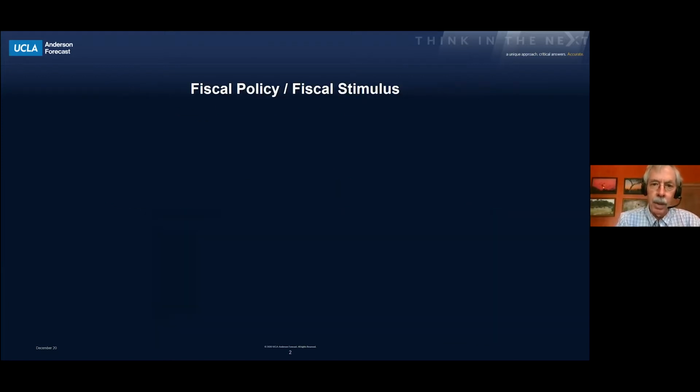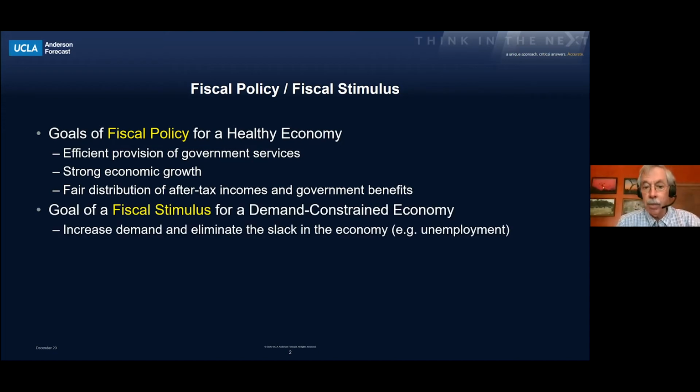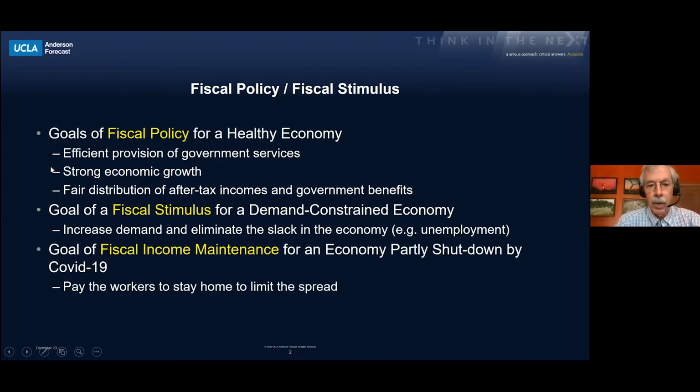And we've got to get clear what we mean by the words fiscal policy or fiscal stimulus. Fiscal policy in general applies to a healthy economy, trying to give you strong economic growth, good services, fair distribution of income. The word fiscal stimulus applies for a diseased economy, a demand constrained economy. And the intent is to eliminate the slack in the economy and lower unemployment, for example. And then we've got to realize that we're in a new kind of circumstance in which the issue isn't normal fiscal policy or fiscal stimulus, it's income maintenance for those people who have lost their jobs because of COVID-19. So we've got three different notions of fiscal policy here.